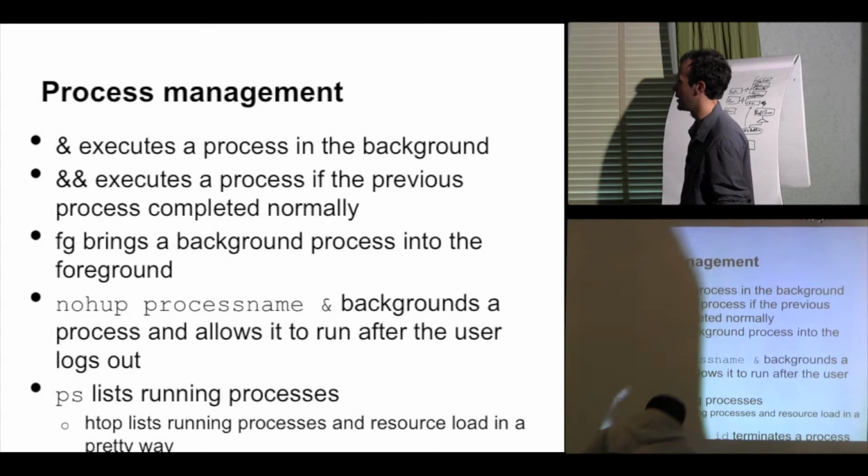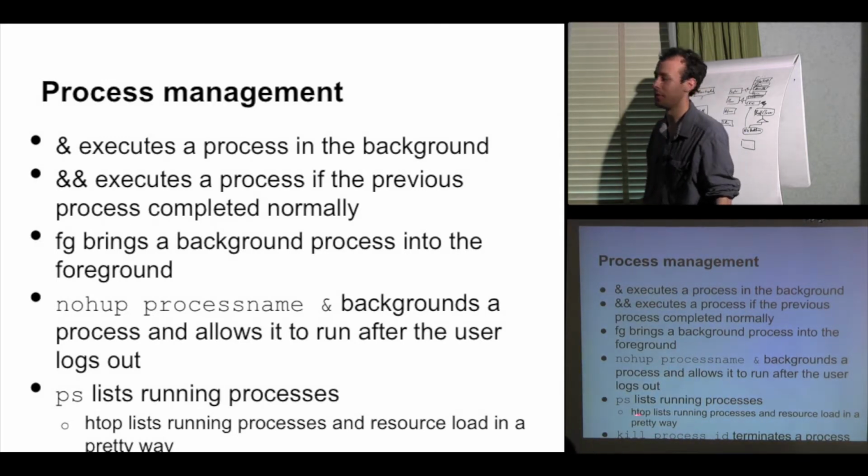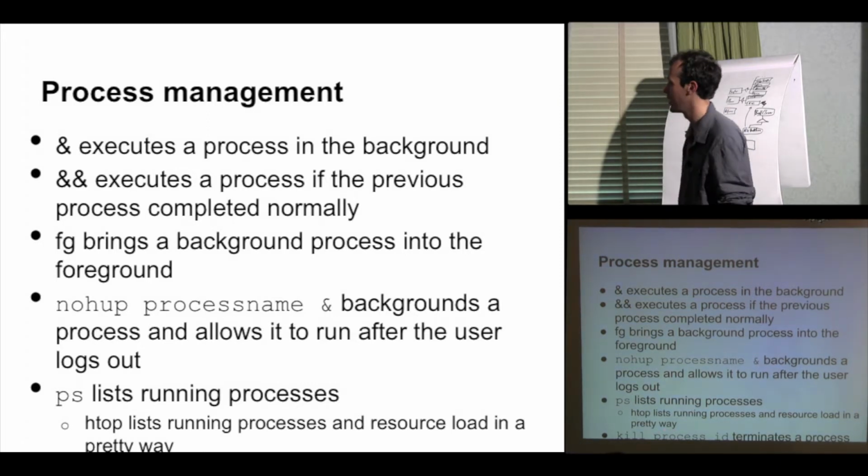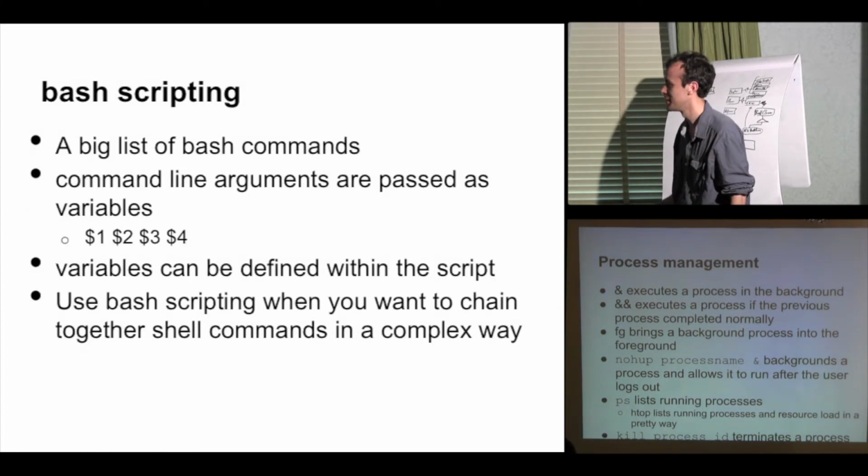Yeah, kill process ID. So if you have something that just sort of goes haywire and you want to get rid of it, you can kill it. If you do that and it doesn't die, you type kill -9, and then it kills it much more aggressively, and that's usually good enough to end processes.